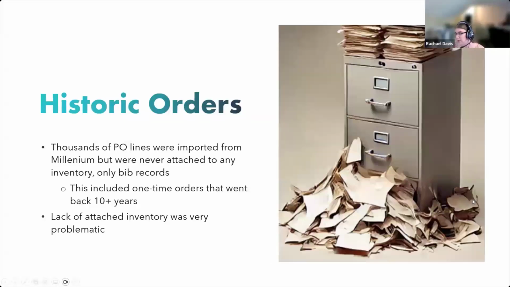So as I mentioned previously, we had an EDI set up to get those invoices from Gobi into Alma, but we did very little with them in terms of processing, if at all. On top of this, when we migrated from Millennium to Alma, thousands of PO lines were imported, but never attached to any inventory, which Karen will explain more in detail later on. Next slide, please.